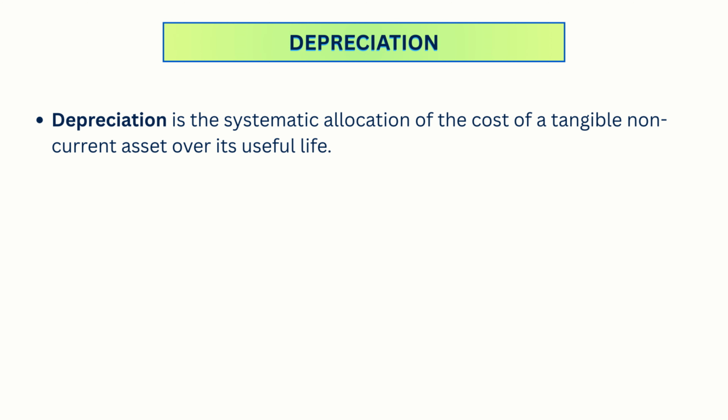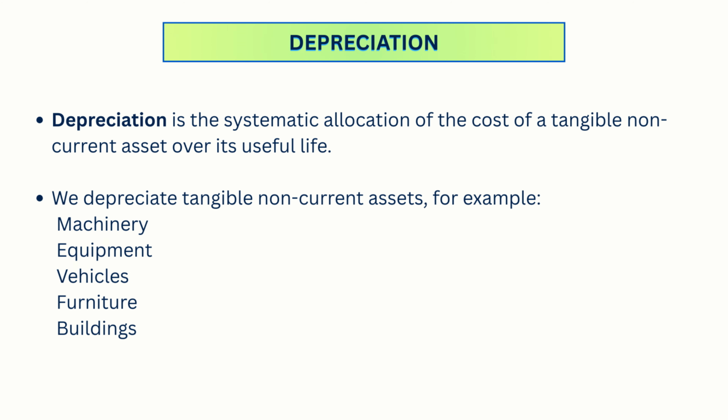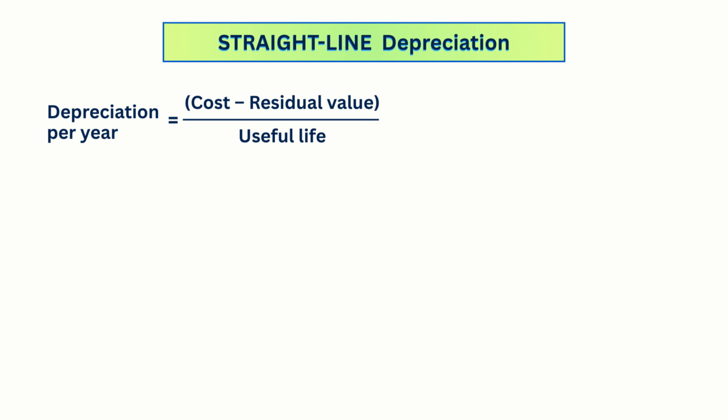Depreciation is the systematic allocation of the cost of a tangible non-current asset over its useful life. Examples of tangible fixed assets include machinery, equipment, vehicles, furniture, and also buildings. Now let's move into the straight line method, which is the most common starting point.